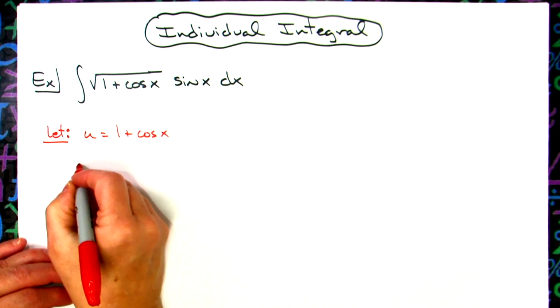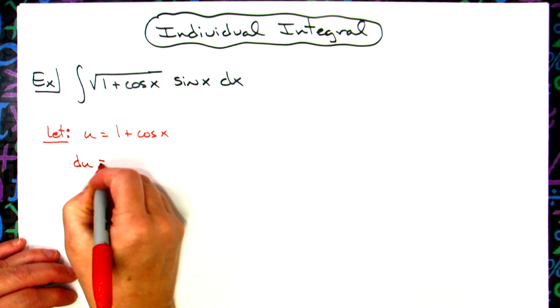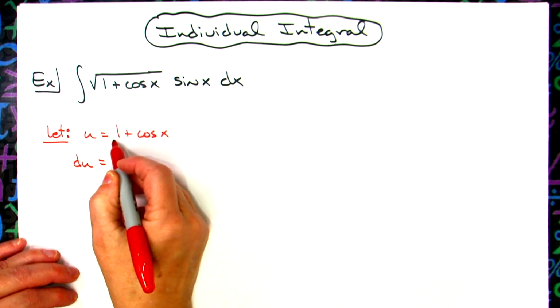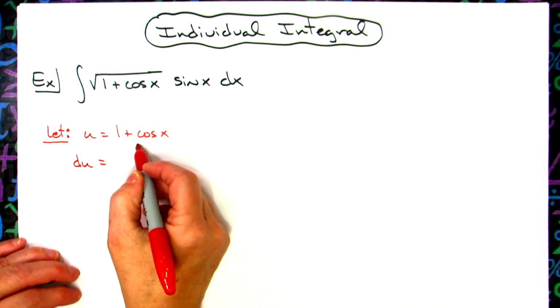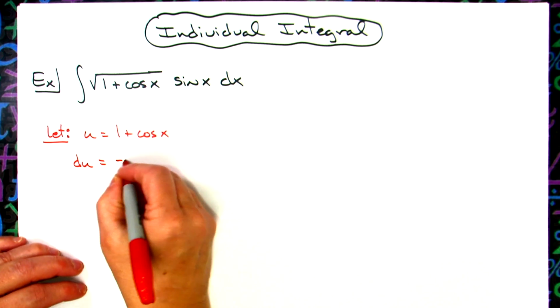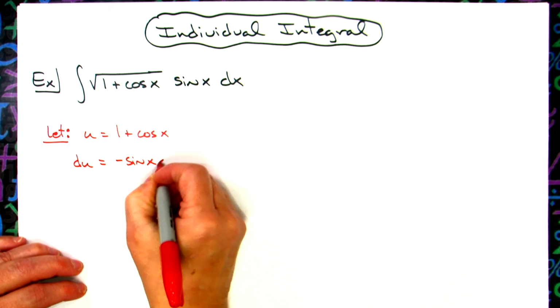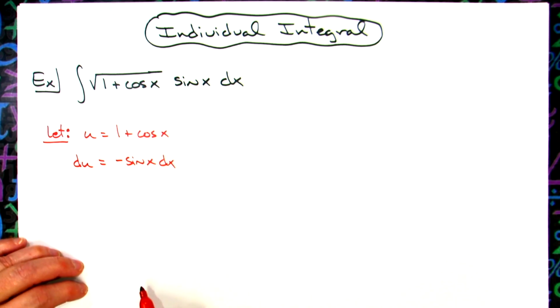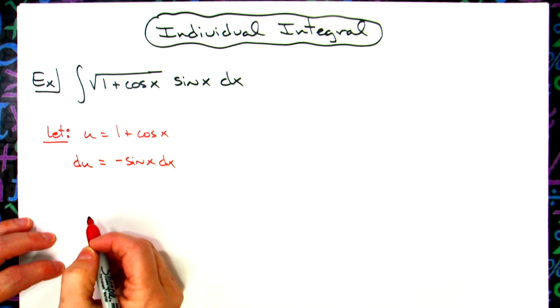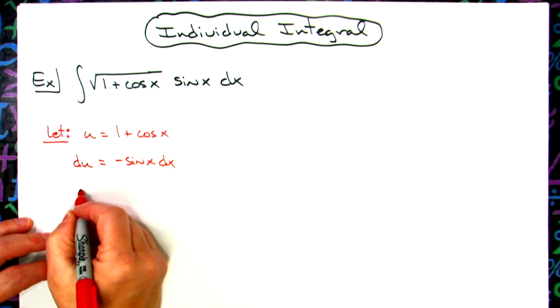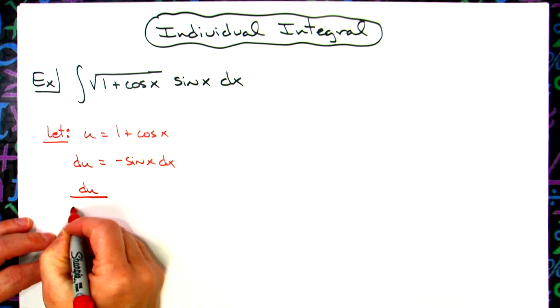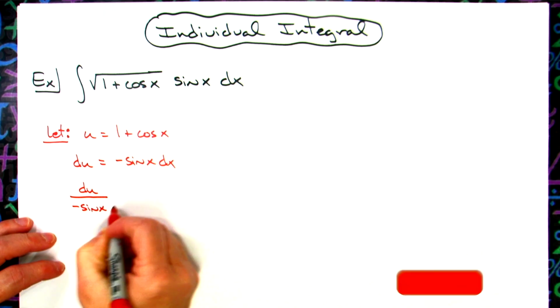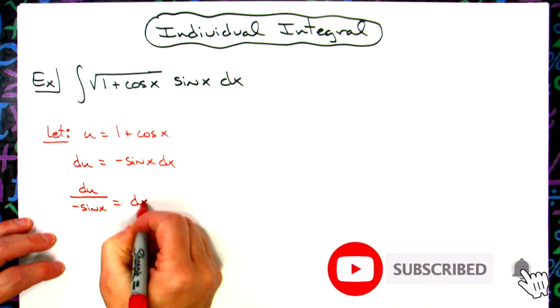Now I'm going to take the derivative of both sides, so we'll have a du is equal to, derivative of that 1 is going to go to 0, derivative of cosine is going to be a negative sine x dx. I'm going to go ahead and solve all the way down for the dx, so I'm going to divide both sides by that negative sine x. So we'll have a du over a negative sine x is equal to our dx.